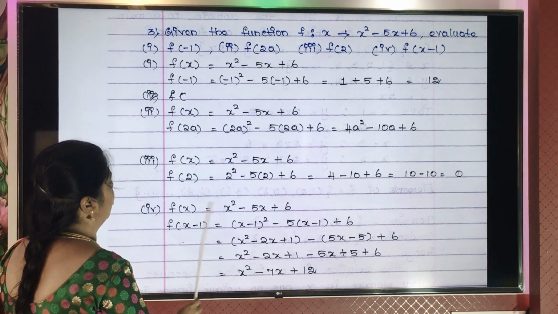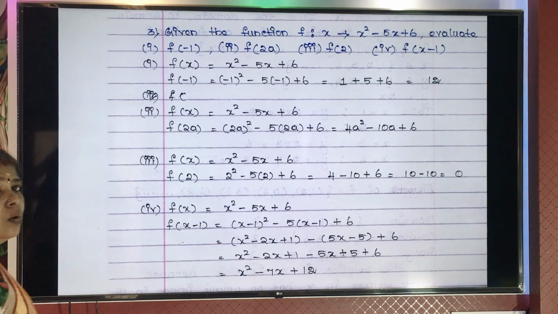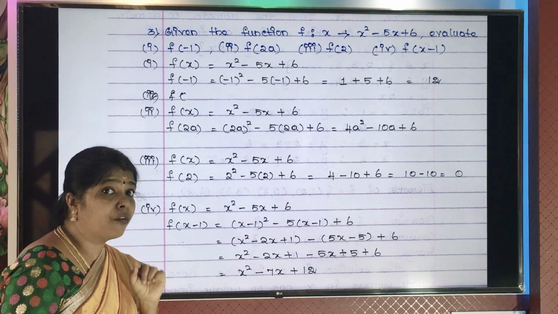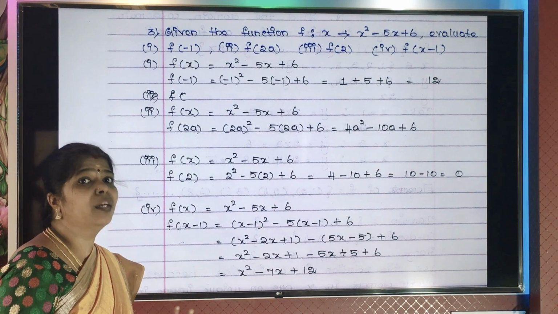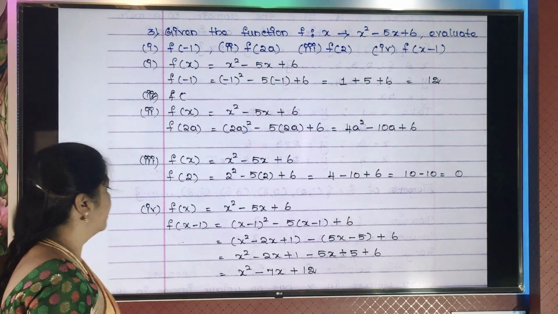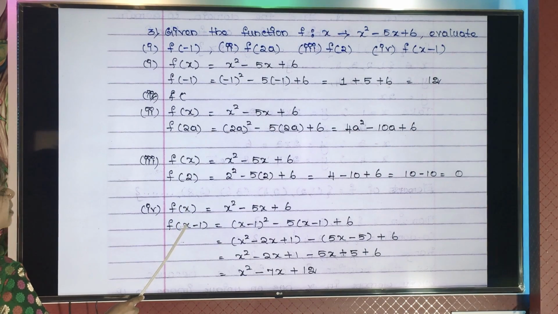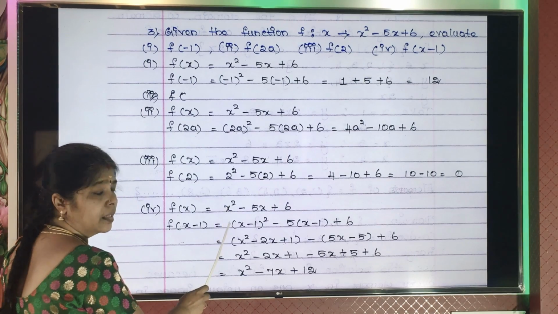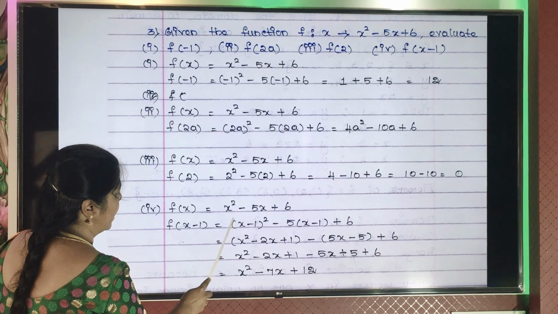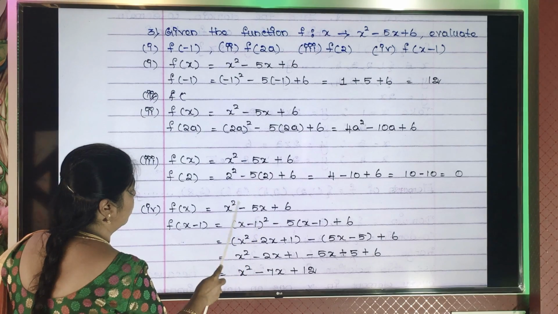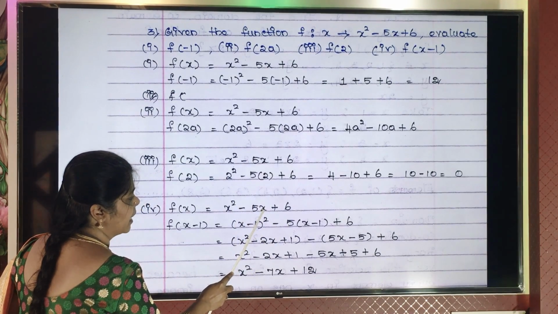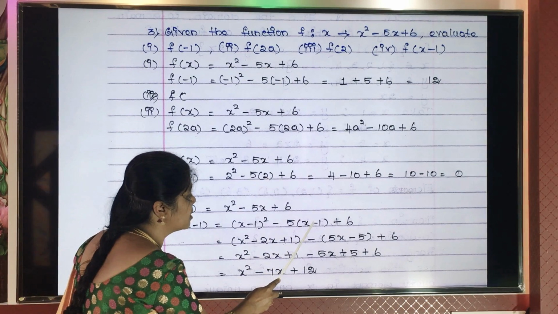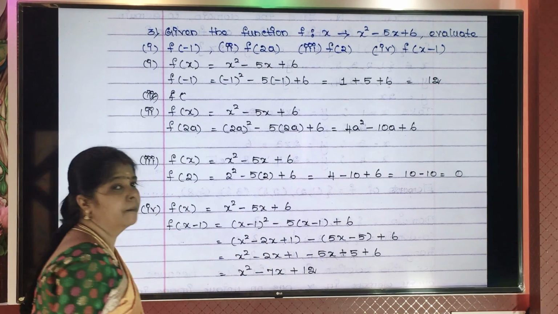So you write f of x once again. And now children, in the place of x, you need to substitute what? You need to substitute x minus 1. Okay, in the place of x, please write x minus 1. So in the place of x, I am writing x minus 1 the whole square minus 5. In the place of x, again what I need to write? x minus 1 plus 6.